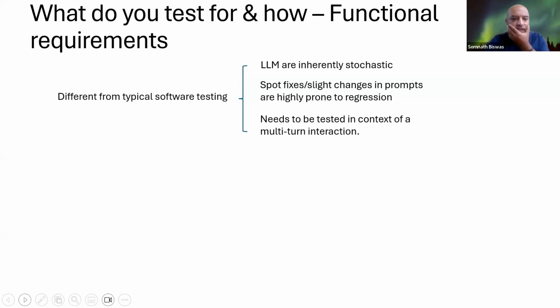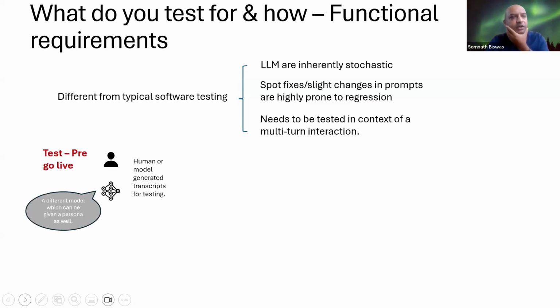In this case, we're talking about functional testing. I'll talk about the non-functional elements as well. But in terms of the functional part, it's not very different from the way you would deal with traditional software. You would have your test data being generated. In this case, you could either have a human or a model have these test conversations.